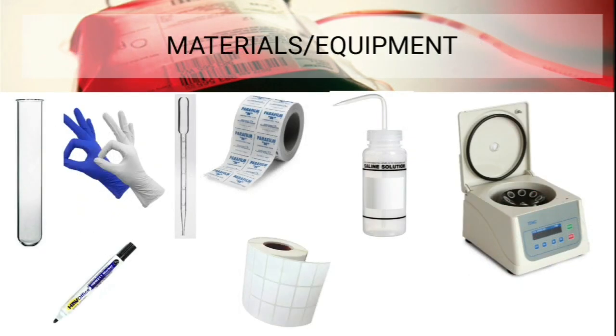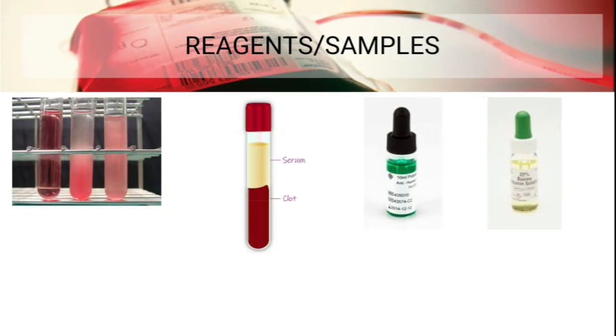Now let's proceed to the materials and equipment used for performing this procedure. You need your Wassermann test tubes, gloves, Pasteur pipette, parafilm, normal saline solution in a wash bottle, marking pen, gum label, and a centrifuge. Next, the reagents and samples used for this method. We have our 2 to 5% red cell suspensions of donors' and patients' red cells.